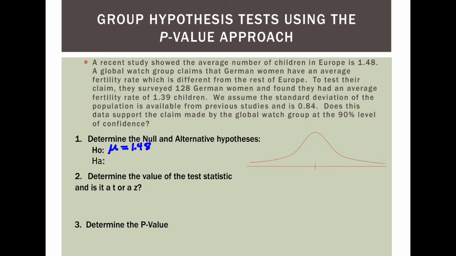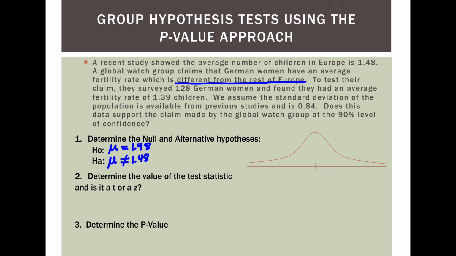And then the alternative, well, they're not really committal, is it? The word they're using here is "different from the rest of Europe." Different doesn't really give us a direction. When we see non-committal words like that, we know that we're just going to do a two-tailed test. We're maybe not sure, so we're just saying, not equal to. Because remember, we're generally putting forth the hypotheses before we actually collect any evidence.